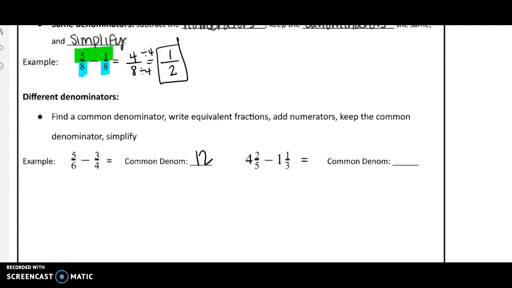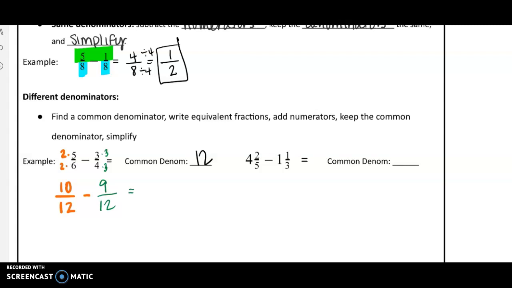So to get from 6 to 12, I multiply 6 times 2, and that gets me a denominator of 12, which means I have to multiply 5 times 2. So I have 10 on top, 12 on bottom. Then to get from 4 to 12, we're going to multiply by 3. 4 times 3 is 12. That means I have to multiply by 3 on top, and I get 9.